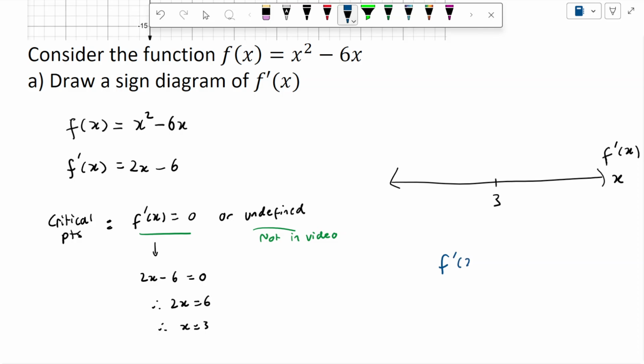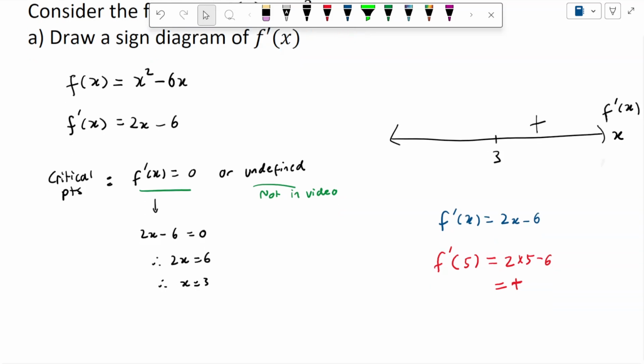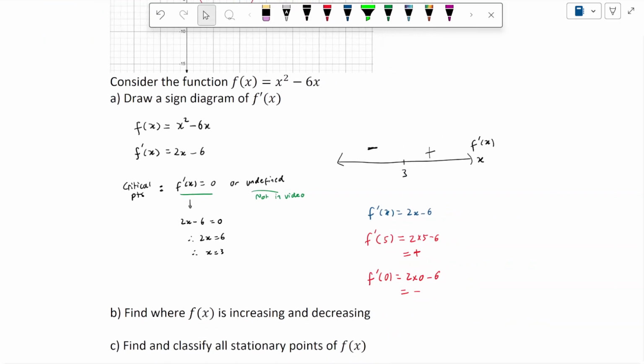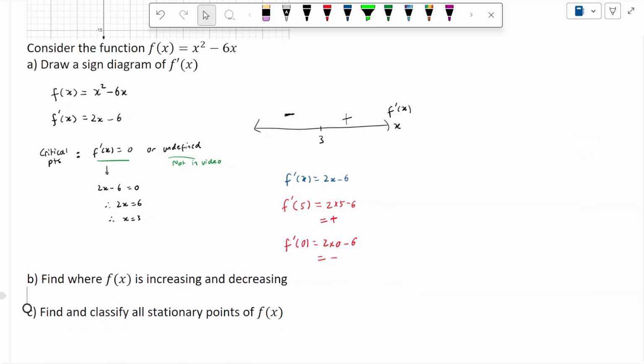So for example, f dash of x is 2x take 6. So if we look at f dash of, let's pick a number bigger than 3, like 5 over here, it'll end up being 2 times 5 take 6. And all I care is that that is positive. I mean, the answer is 4, but it's a positive number. So we're going to put a plus over here where the 5 was. And then we've got to pick a number smaller than 3. So maybe 0. So that's 2 times 0 take 6. And all that I care about is the answer is negative there. So minus there.